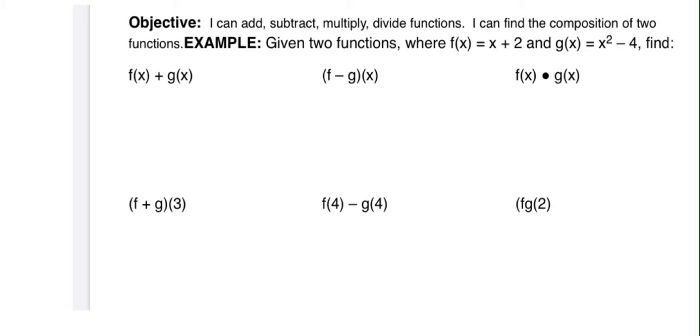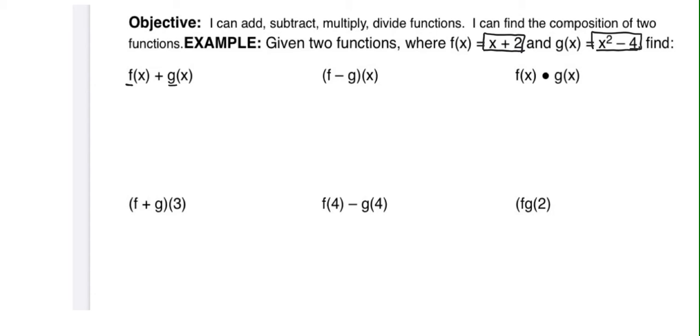In this first part, we're going to do different operations with two given functions. You see f of x is x plus 2, and g of x is x squared minus 4. Wherever you see an f, you're going to use this function here, and whenever you see a g, you're going to use this function. This tells us to add f of x and g of x together.